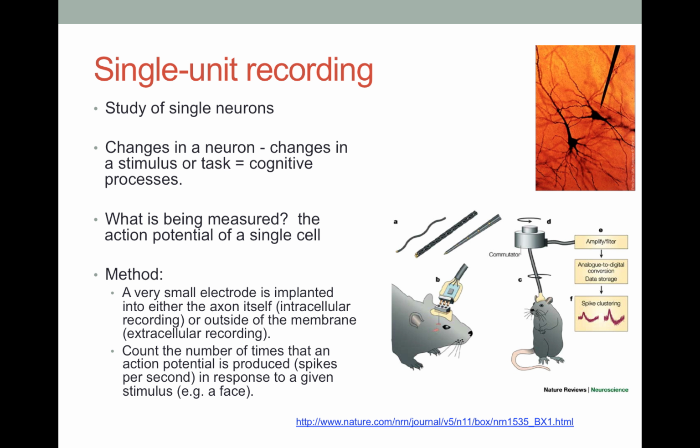A very small electrode is implanted into either the axon itself, referred to as intracellular recording, or the outside of the membrane, which is referred to as extracellular recording. The technique would involve counting the number of times that an action potential is produced, so spikes per second, in response to a given stimulus, such as a face.